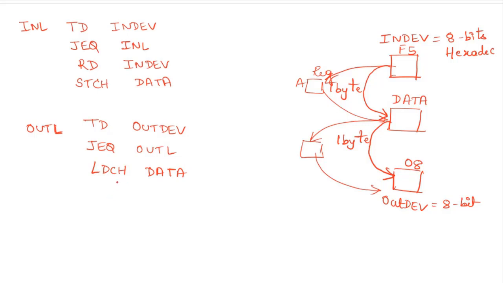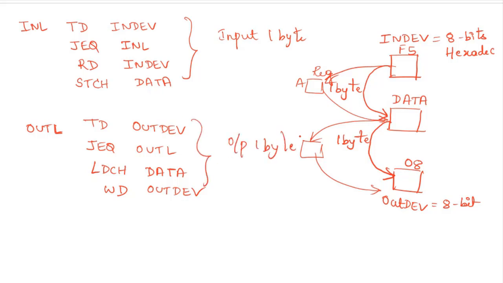So the instruction will be LDCH. After getting the data into the register, I will write it into the output device. So this is the input operation, input 1 byte. This is output 1 byte, right?